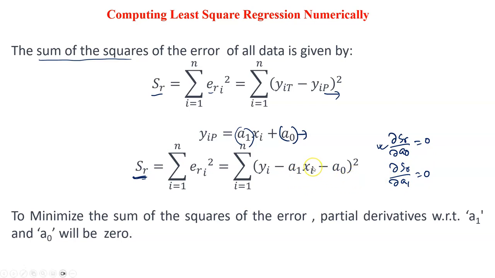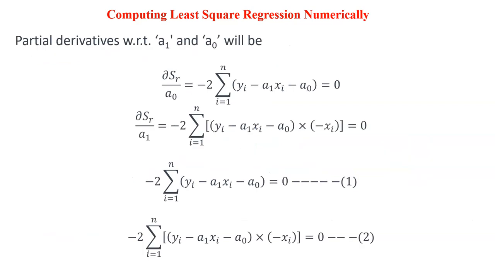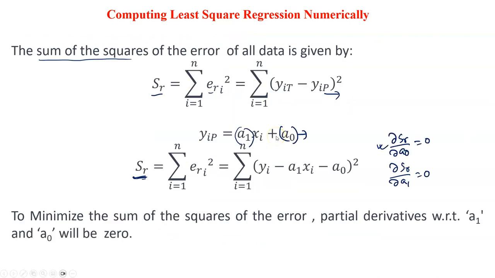Now how will I do that? I'll explain in this slide. Here we are taking the partial derivative, dou SR by dou A0. If we go back here, this is the equation. If we take the partial derivative with respect to A0, because of the square, the 2 will come down, and the summation will obviously be there. So YI minus A1 xi minus A0, because of the square.